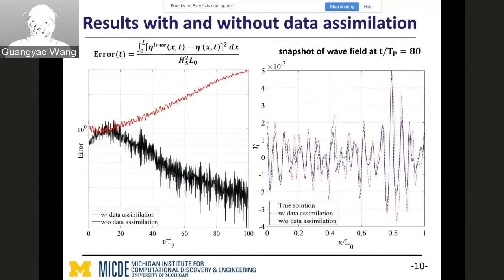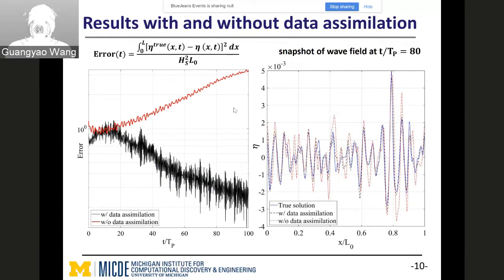Okay, let's move to the next slide. Here, let's look at the result for the idealistic case. We first define a normalized global error, error T, which is shown as the equation in the upper left corner.